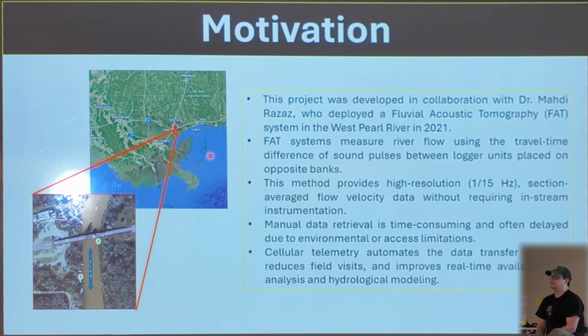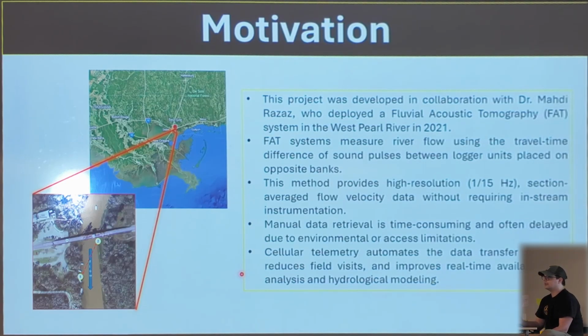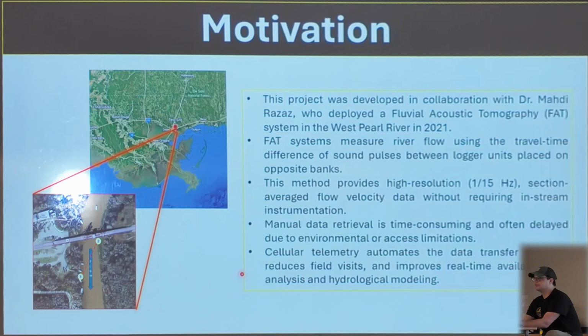FAT systems measure river flow velocity using travel time differences of sound pulses between two different logger units placed on opposite river banks. The way this works is you deploy a transducer and logger on one side and one on the other, not perpendicular to the direction of the flow of the current. Essentially, the sound going across the river slightly against the current arrives at the opposite shore slightly after the one going with the current. These systems have high resolution, 115 hertz, section averaged flow velocity data. It doesn't require anything to be in the middle of the river, so there are no boat impacts or impedance on the actual flow.